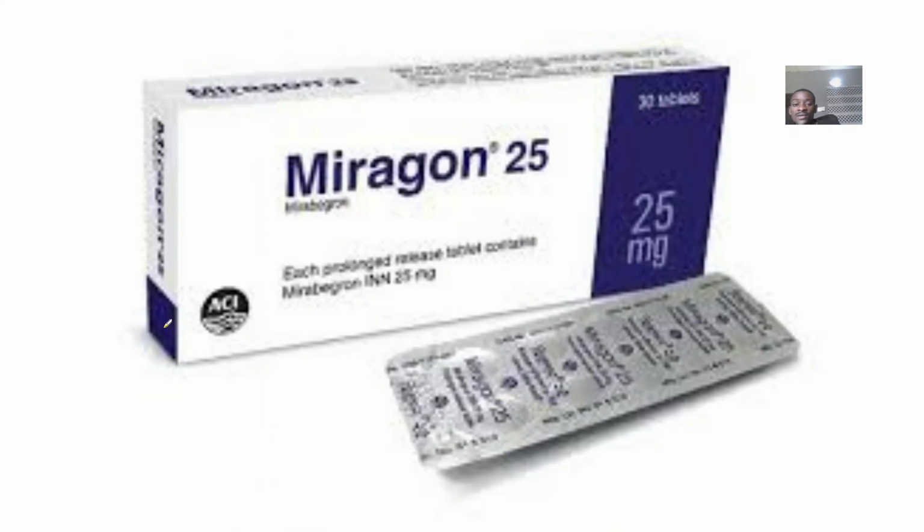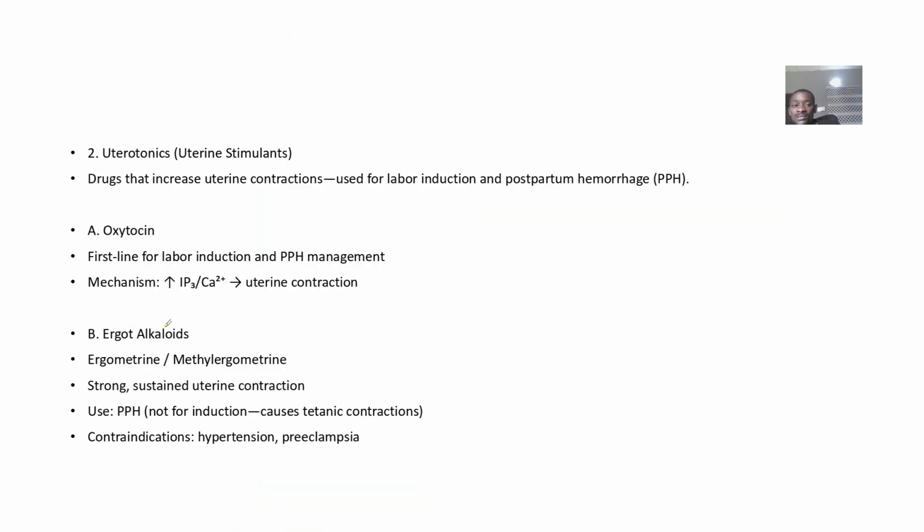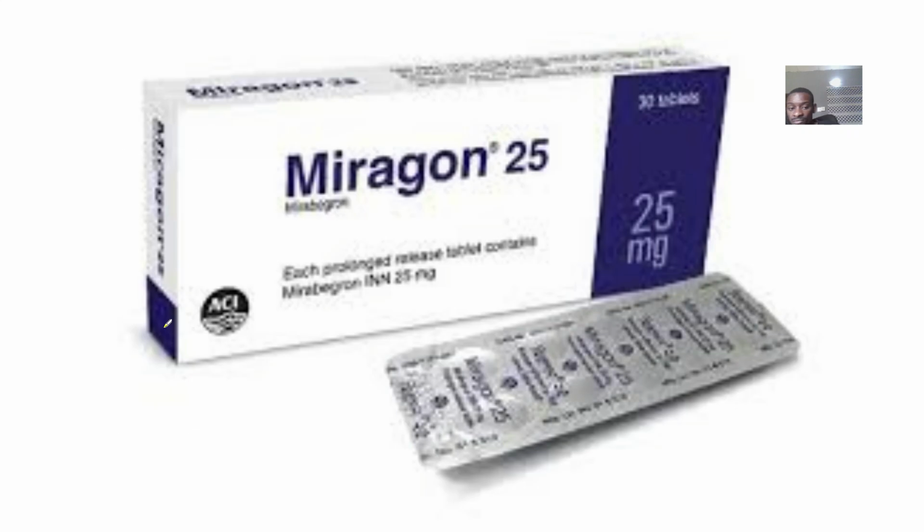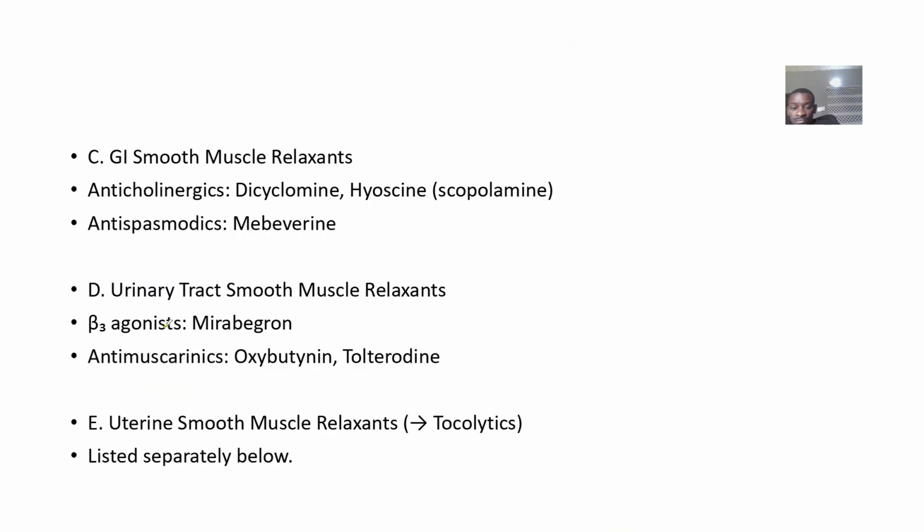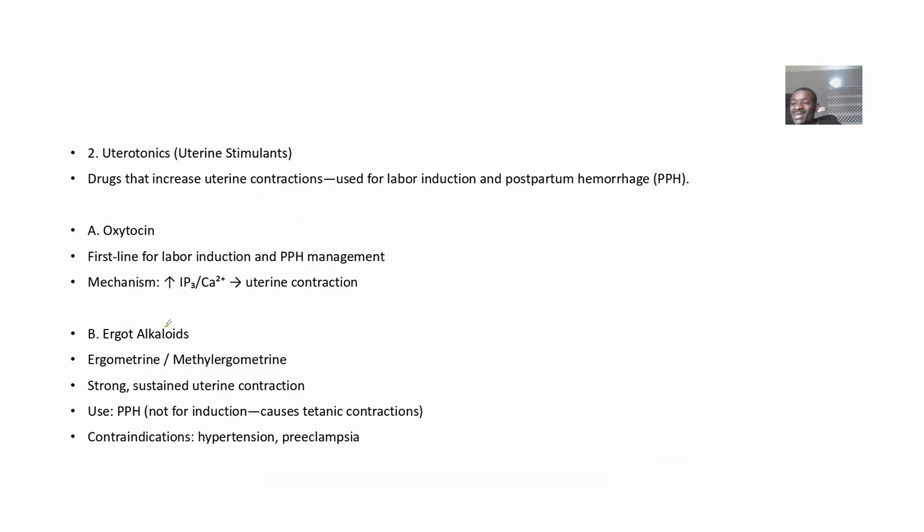So we have another class of drugs known as the uterotonics. Those ones, they relax the uterus. Okay, so they increase. Uterotonics, it's not relax. These ones increase the uterine contractions. It's tocolytics that relax. Uterotonics actually increase the contractions, so tocolytics are opposites of uterotonics.